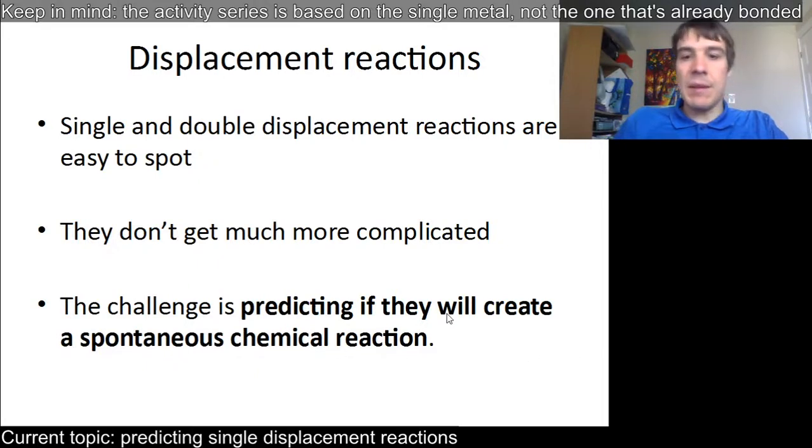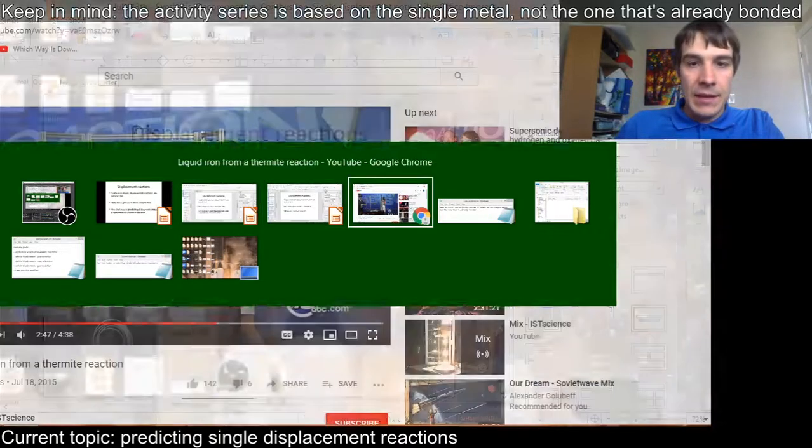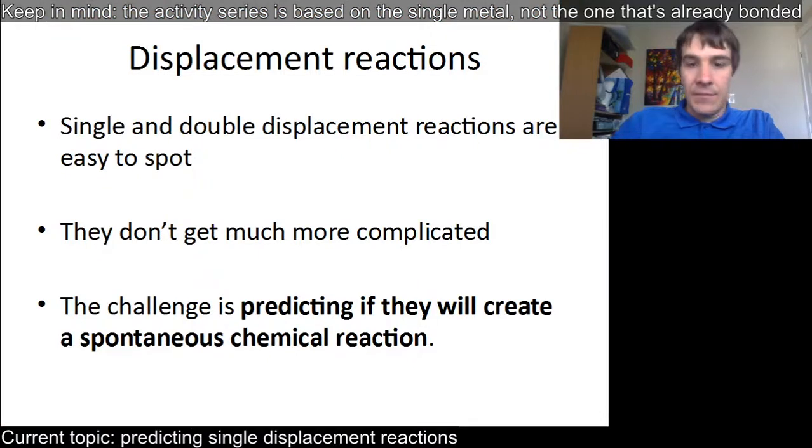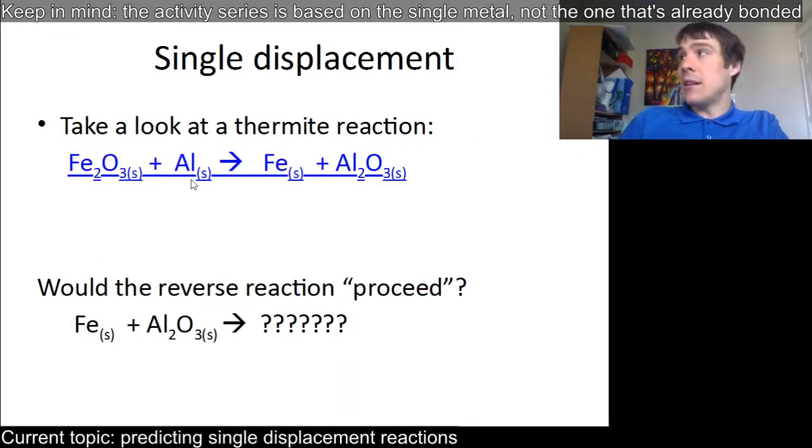So what do I mean by predicting whether they will be spontaneous? Well, typically these chemical reactions only go one way. And a prime example of that is this thermite reaction. So it's a single displacement of iron oxide and aluminum. Classic single displacement, right? The aluminum is going to displace the iron, taking its place with the oxygen, and the iron is going to be alone.